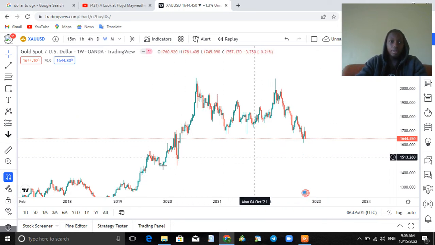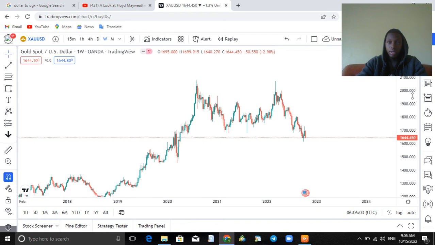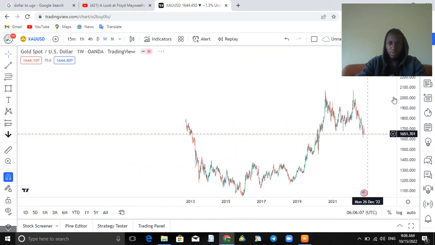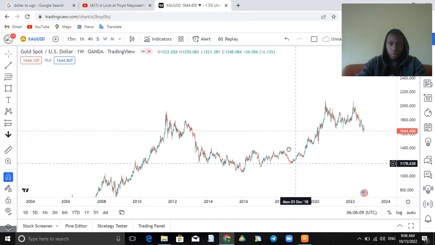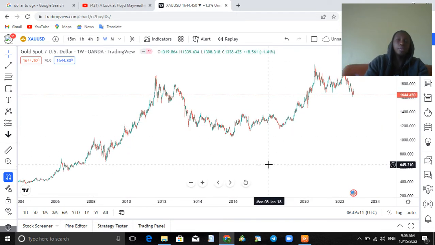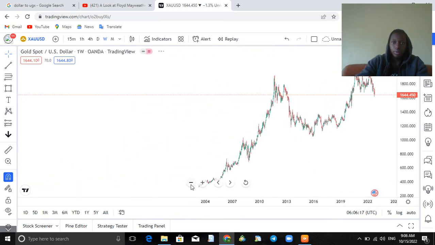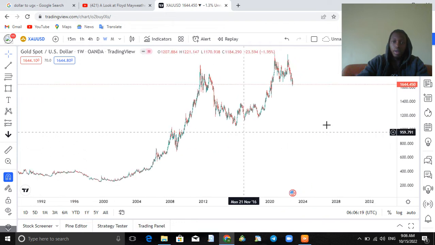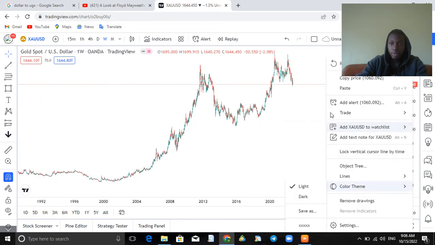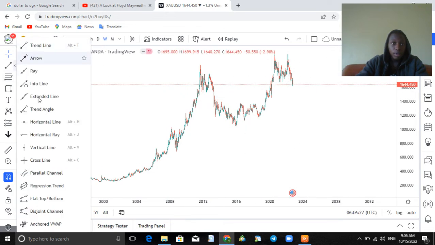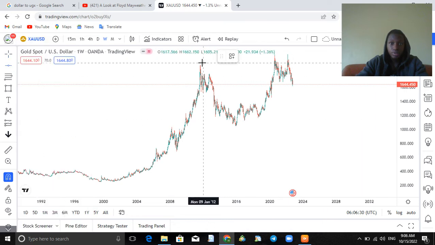Now I've already opened my charts of gold. I'm in a higher time frame. Now what I do is I try to see the overall market, where it's coming from and where it's heading. Now if you try connecting or spotting out the major market key levels, I'm going to use my horizontal trend line.